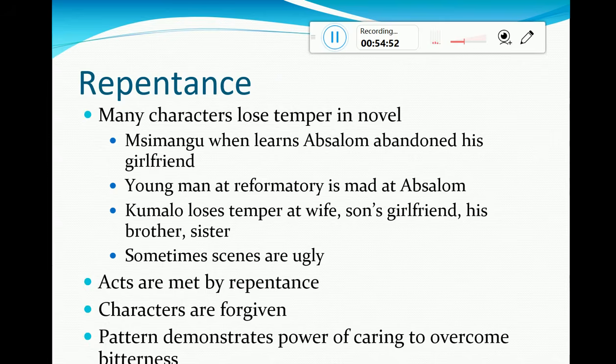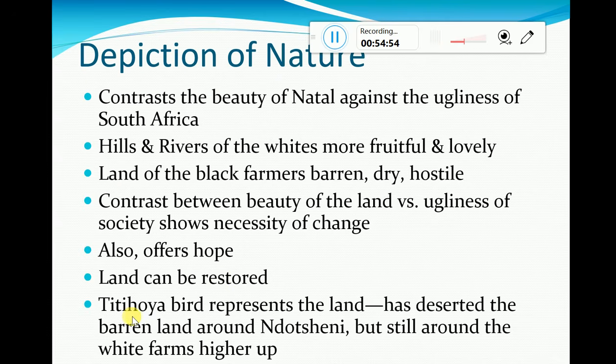the novel. Okay, then there's what we call symbolism. There's a bird called the Titihoya. In the beginning, where the writer describes the land, there's a part where the Titihoya cries, and there's a part where the Titihoya is mute. It means that the Titihoya does not cry. This is because the Titihoya only cries where there's water and where the land is bountiful, where the land is fertile, where the land is green.